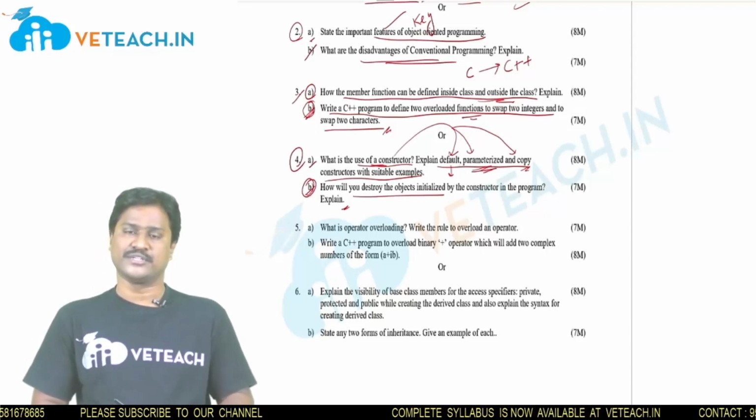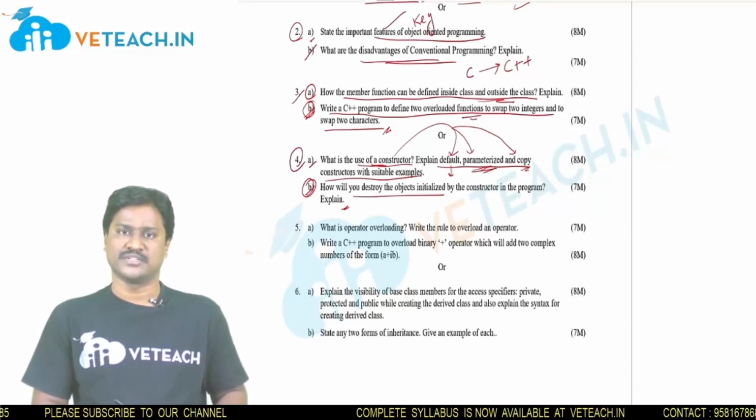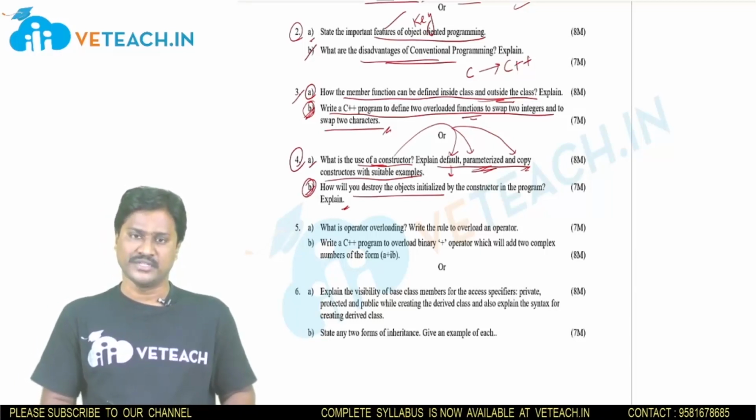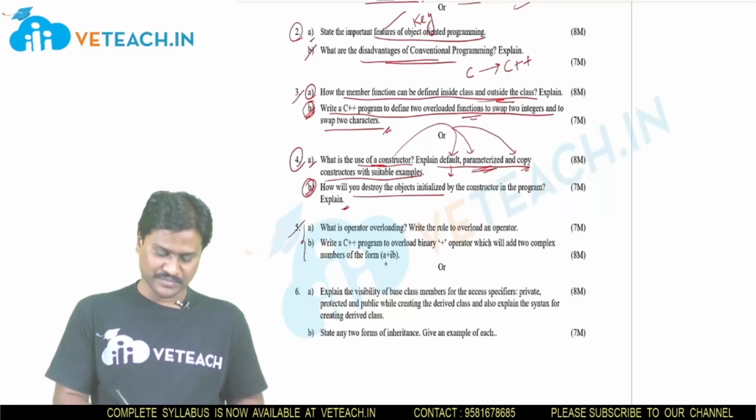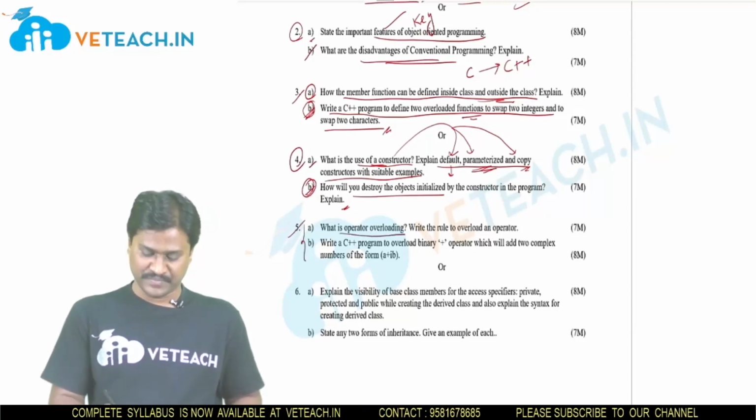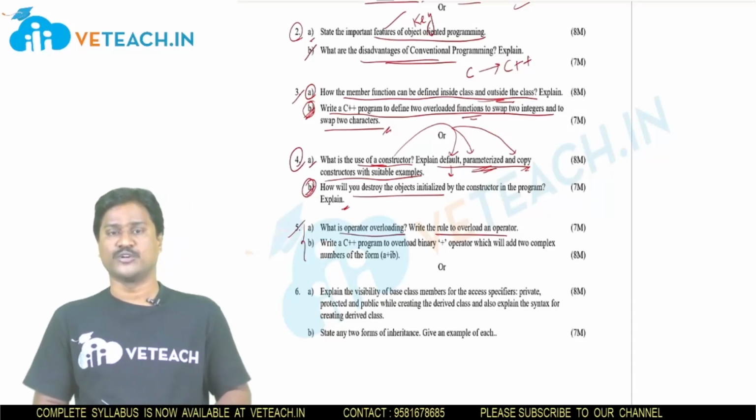This second unit, these two concepts, are very important. Coming to unit 3, questions 5 and 6. The fifth question has two parts: what is operator overloading, and write the rules to overload an operator.